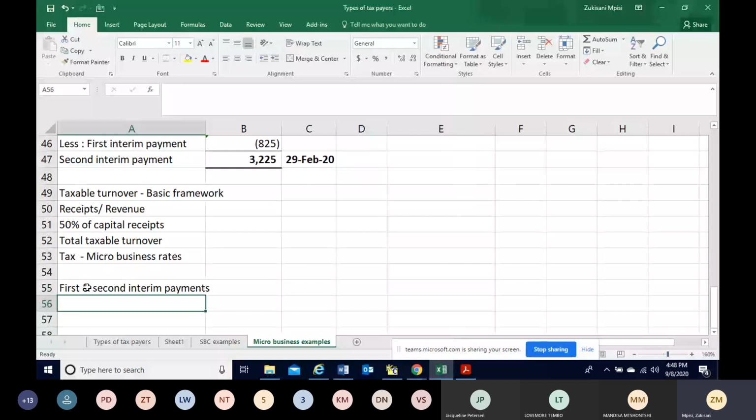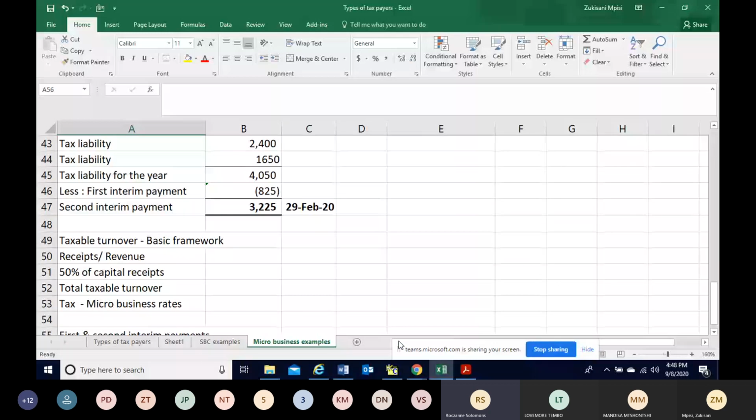Right. Hi, so sorry to disturb. Just a quick question regarding the 50% of capital receipts. Do we always deduct that from the receipts or revenue amount? No. Remember, when you are given the question, you'll be given how much of the capital receipts were made. So you'll be told that on disposal of an asset, this is how much was made. If it was 60,000, you have to only take 30,000 of that amount if you are calculating a taxable turnover.